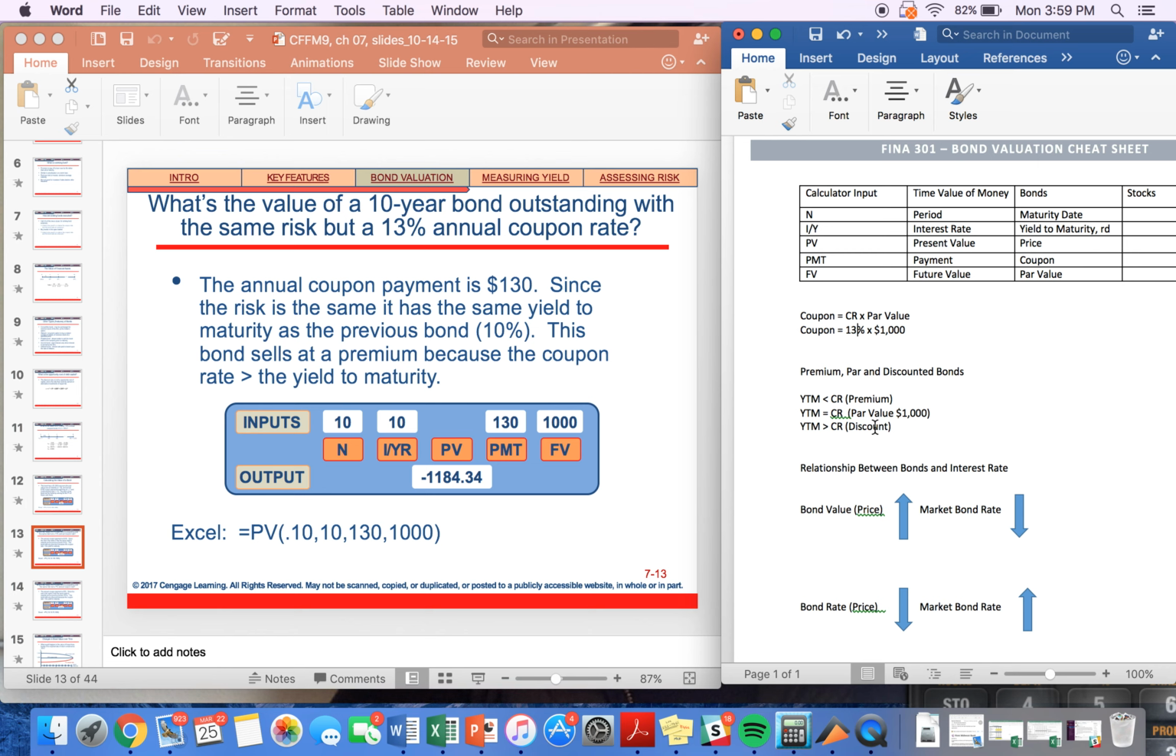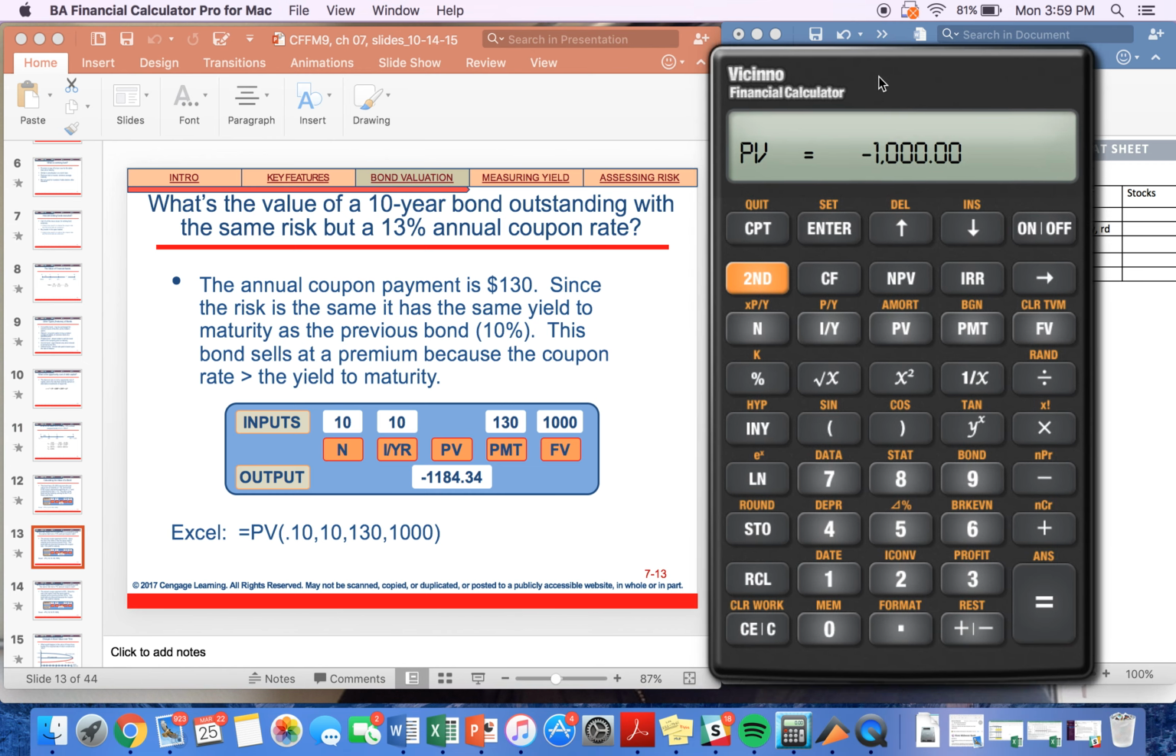So if I'm at par value, my bond's at $1,000. If I'm at a premium, my bond is worth more than $1,000. And if I'm discounted, my bond is worth less than $1,000, okay? So does this rule hold true? If my yield to maturity is 10% and my coupon rate is 13%, this would say that my bond would be at a premium. So if you plug this into your calculator, I'll do this one for you.